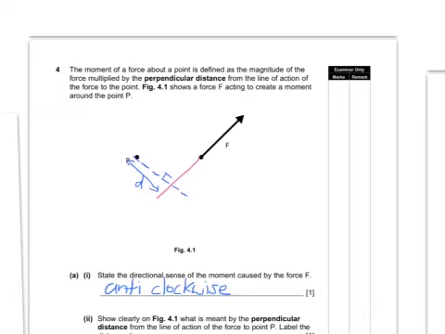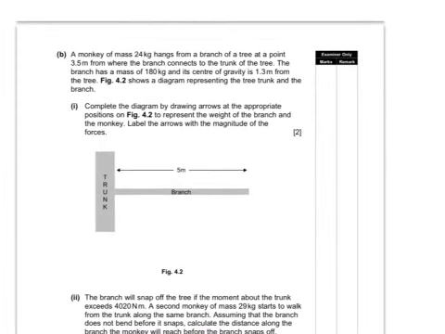Let's jump over then to part B of this. We have a monkey of mass 24 kilograms hanging from a branch of a tree at a point 3.5 meters from where the branch connects to the trunk of the tree. The branch is massive, 180 kilograms, and its center of gravity is 1.3 meters from the tree. Figure 4.2 shows a diagram representing the tree trunk and the branch. Complete the diagram by drawing arrows at the appropriate positions on figure 4.2 to represent the weight of the branch and the monkey. Label the arrows with the magnitude of the forces.